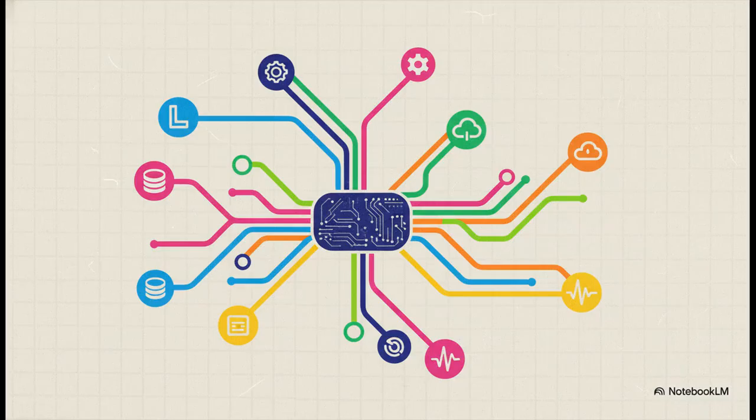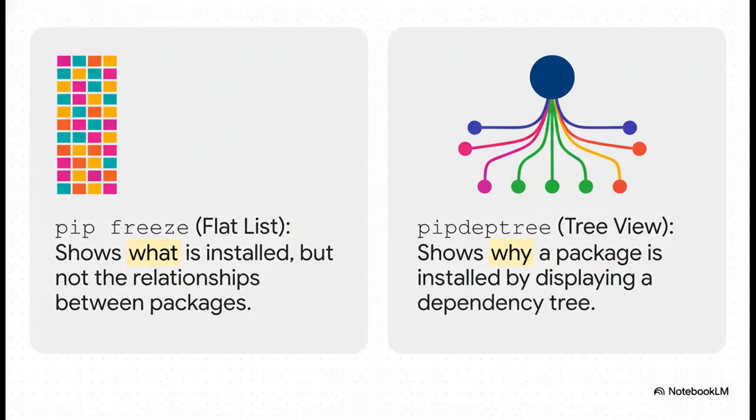Okay, let's zoom out from single lines and look at how the different parts connect. So a flat list shows you what's installed, but a dependency tree shows you why it's there.